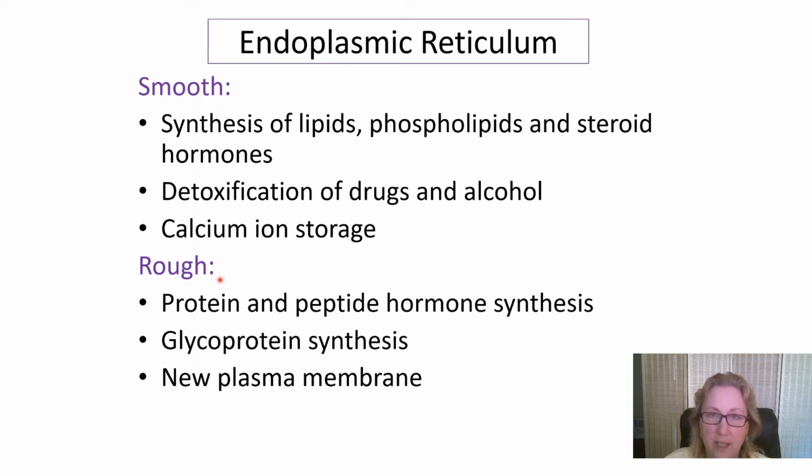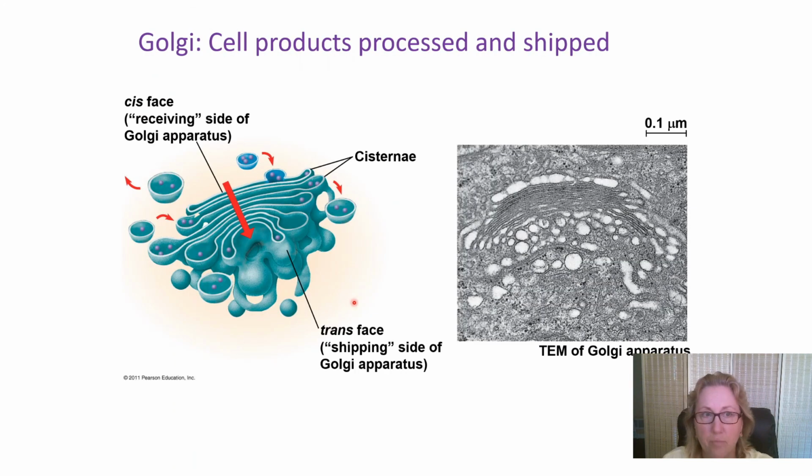The rough endoplasmic reticulum, it's rough because of ribosomes. Ribosomes make protein. The rough endoplasmic reticulum then is all about protein synthesis, specifically things that are going to be secreted from the cell, and also proteins that are going to stick in the membrane on the outside of the cell. So those proteins are made, secreted right into the membrane that's going to eventually end up on the outside of the cell.